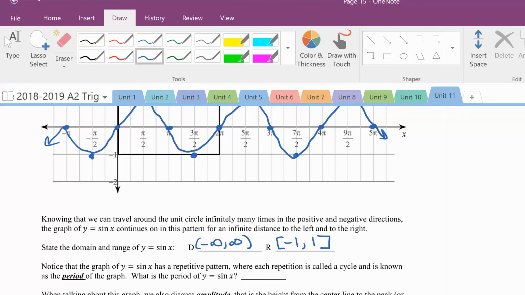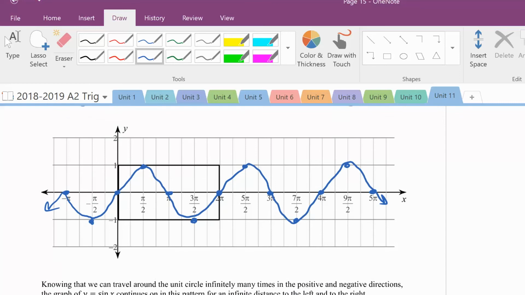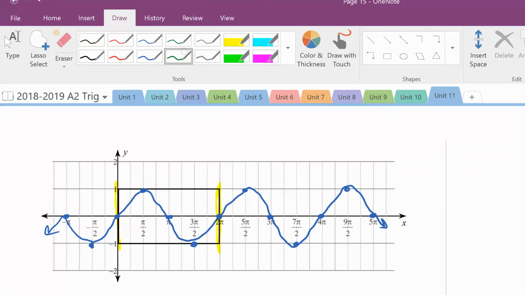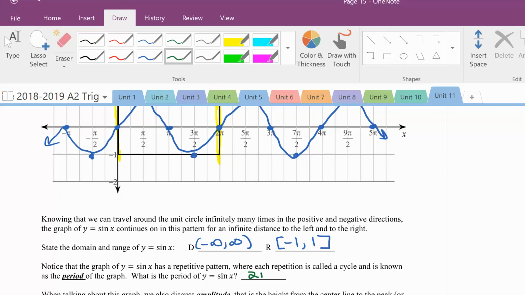Notice that the graph repeats, and each repetition is called a cycle and is known as the period of the graph. What is the period of the sine function? Well, if you look between 0 and 2 pi here, notice that is unique, and then it repeats itself afterward. So the period of the sine graph is 2 pi.